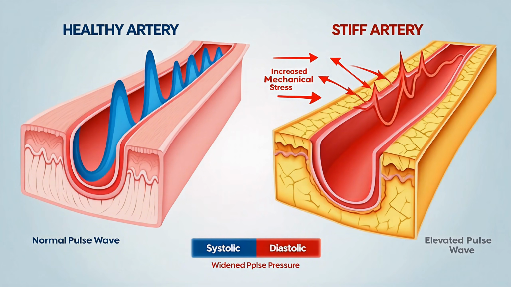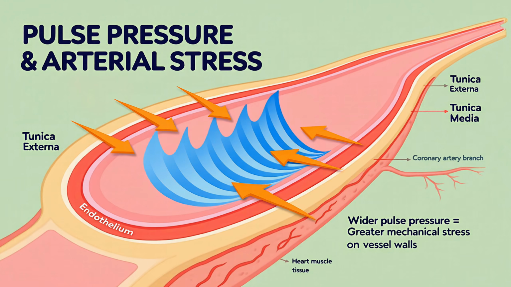Younger arteries are usually more elastic. They expand easily when the heart pumps blood forward. Because of this elasticity, the systolic spike may not rise dramatically. But the baseline pressure inside the arteries between heartbeats can still increase. That increase raises the diastolic number.